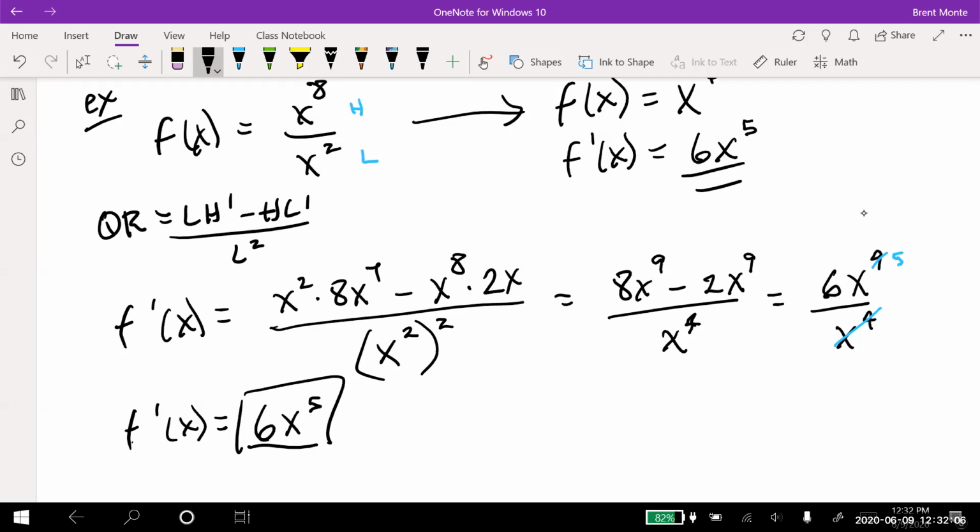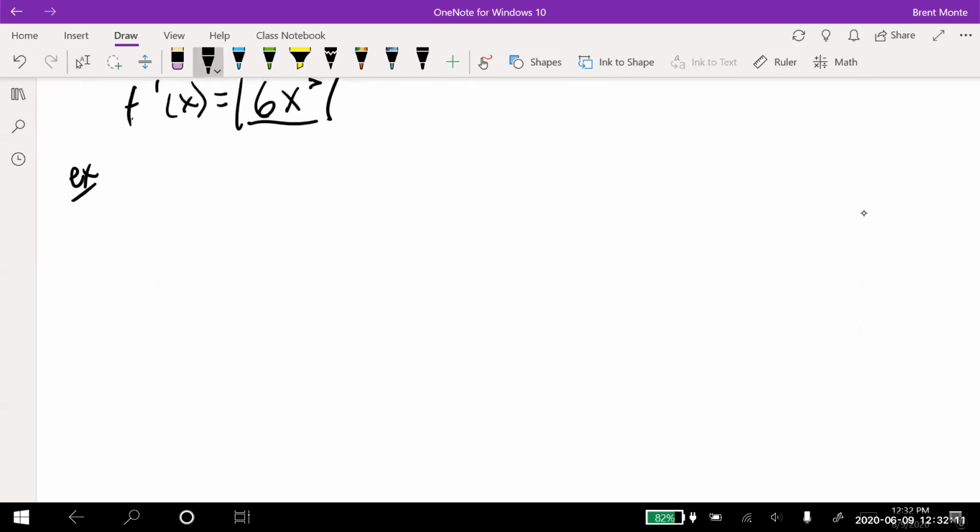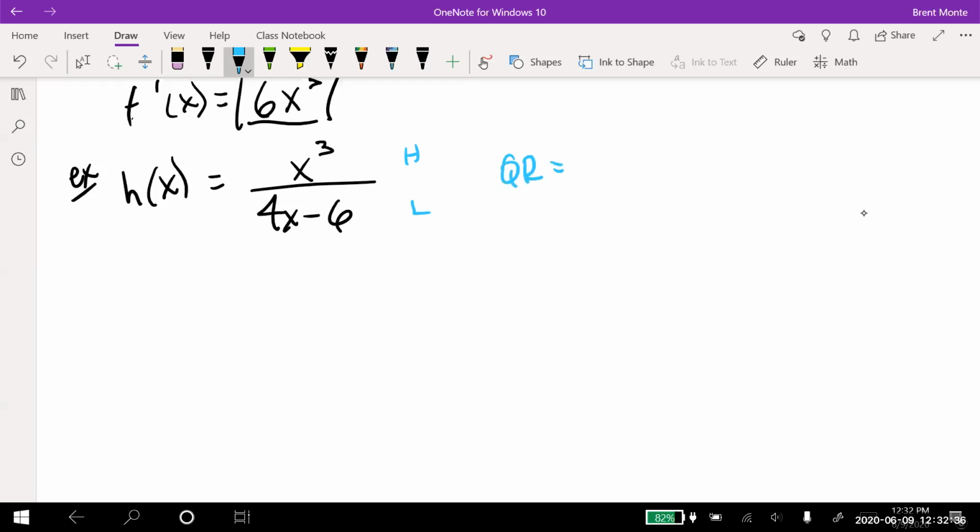Let's apply it again to one that we wouldn't be able to simplify first. So let's do as an example, we'll call this one h of x, but let's let this one be x to the 3rd, but the bottom is going to be 4x minus 6. That I can't simplify. I can't break that up anyway or reduce that fraction at all. So again, there's the high, there's the low. And my derivative, my quotient rule, low d high minus high d low, square the bottom, and away we go.